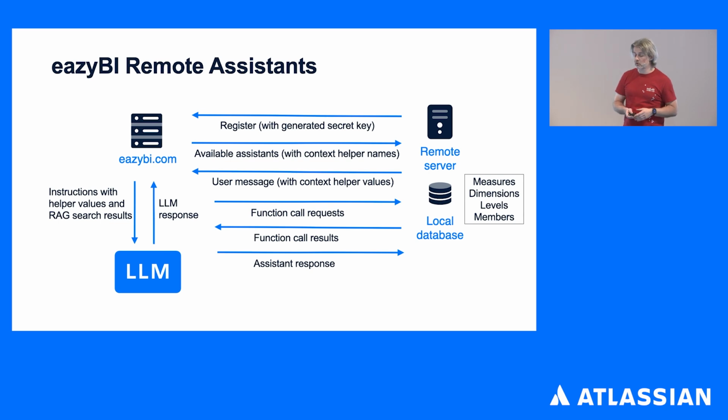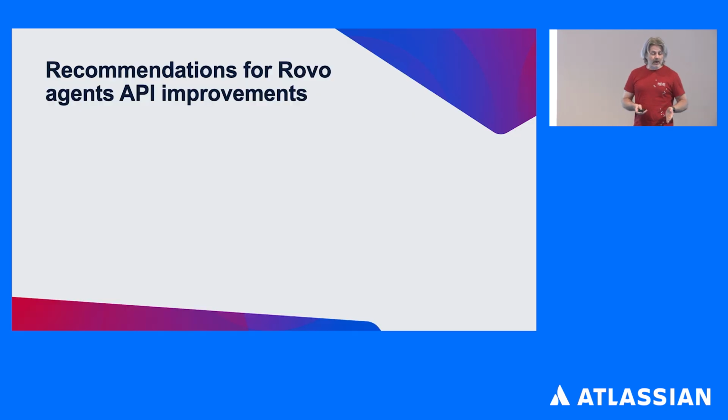And we now have a lot of users using it both in the cloud as well as in our DC apps. And finally, I wanted to summarize some of the recommendations for Rovo agents and API improvements, and probably some of the reasons why we currently don't use Rovo agents for all of that.